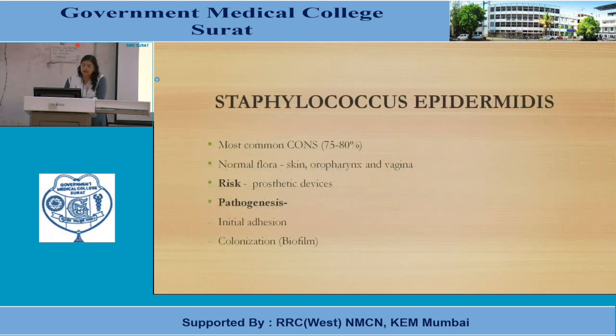Staphylococcus epidermidis is the most common CONS, around 75 to 80%. It is found in normal flora of the skin, oropharynx, and vagina. The risk is usually seen in those patients who have prosthetic devices, where their natural valve, etc. are replaced by prosthetic devices. The chances of infections are more by this Staphylococcus epidermidis.